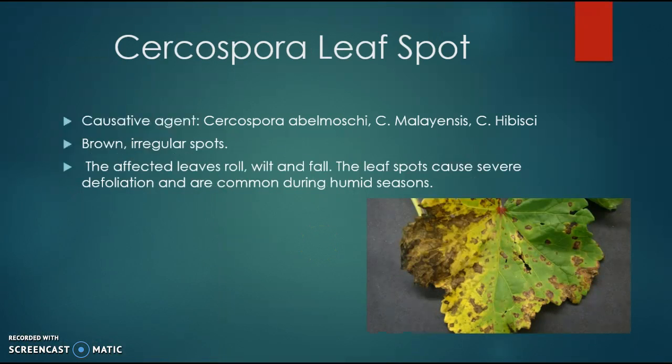Cercospora leaf spot. In this disease, spots are brown and irregular. The affected leaves roll, wilt, and fall. The leaf spots cause severe defoliation and are common during humid seasons.